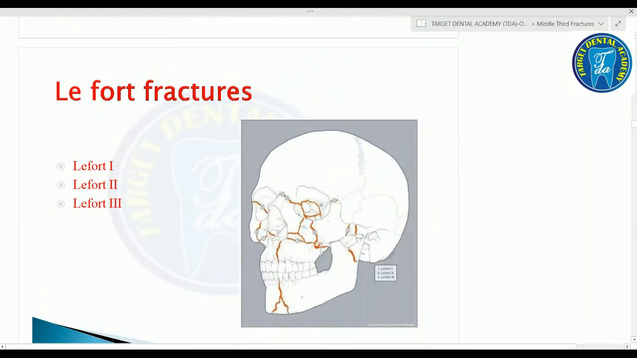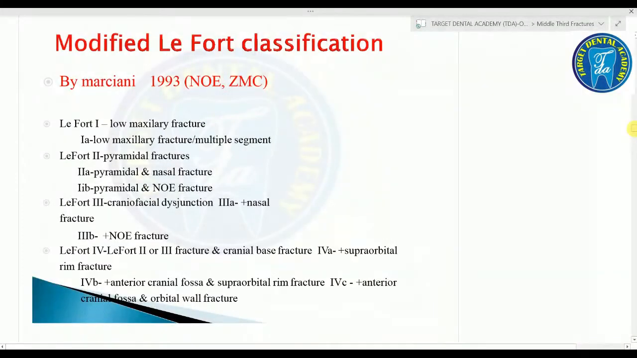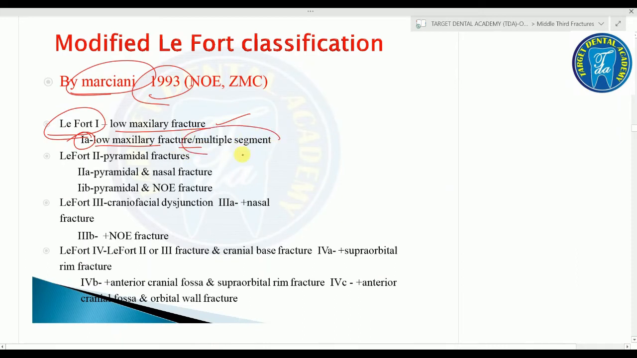Now coming on to the Le Fort fracture, as we know that there are three types of Le Fort fracture, 1, 2 and 3, and the modified Le Fort classification was given by Marciani in 1993. So Le Fort 1 has a low maxillary fracture. It is also called low maxillary fracture, floating fracture or Guerin fracture. It has a modification, Le Fort 1A, that is the low maxillary fracture with multiple segments.